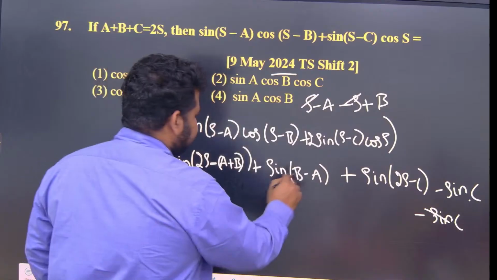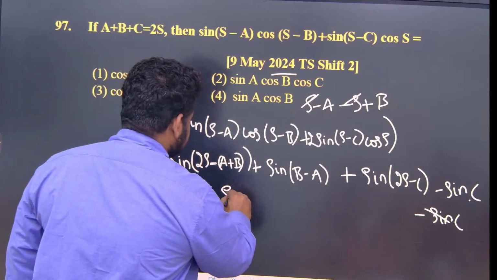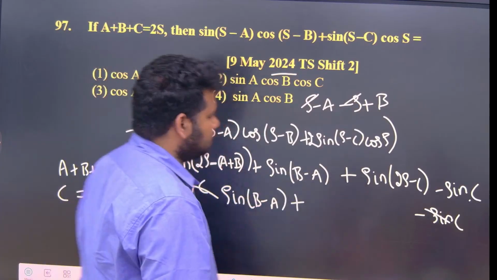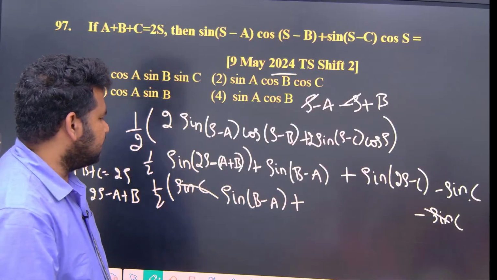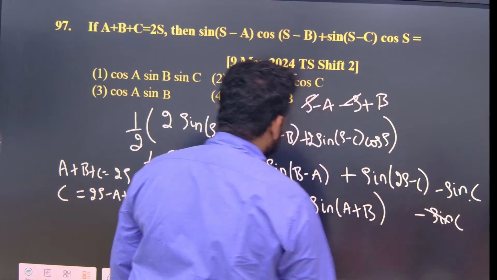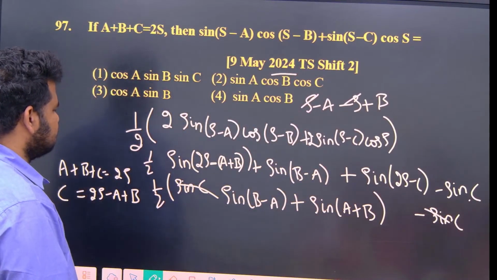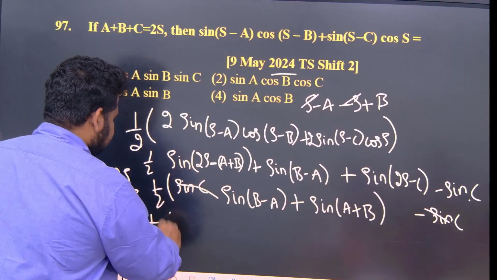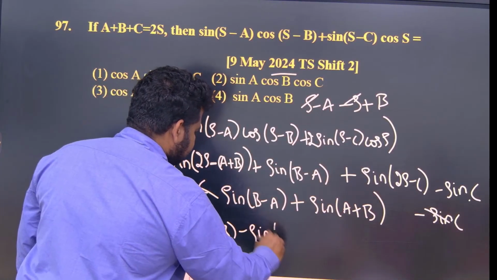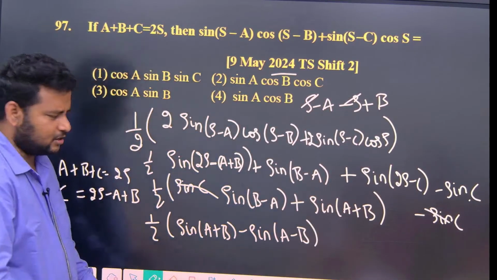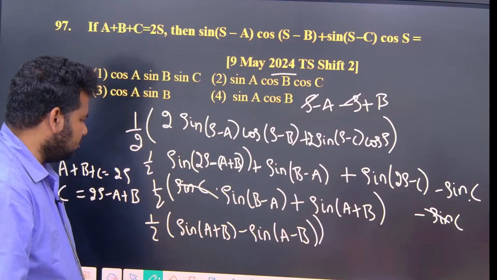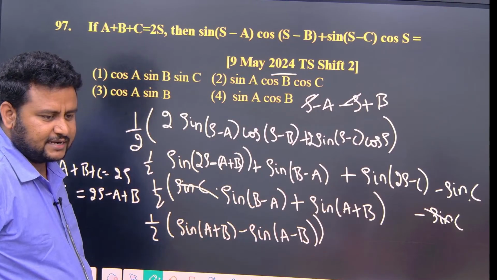Okay. Now, sin of B minus A, keep it as it is. Plus sin of 2S minus C. 2S minus C means what? Sin of A plus B. Correct na? Sin of A plus B. So 1 by 2, I can write it as what? Sin of A plus B minus sin of A minus B. I can write that or not? This I made it A minus B, instead of plus, I made it minus. Now, sin of A plus B minus A minus B, what I can write?